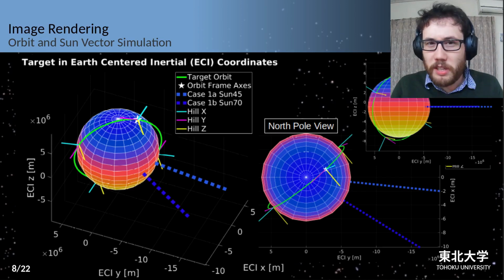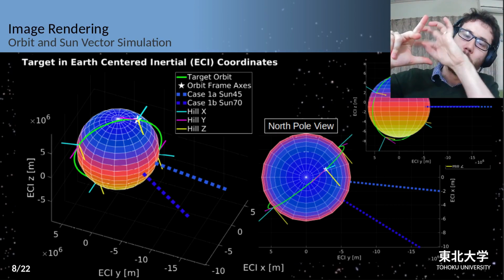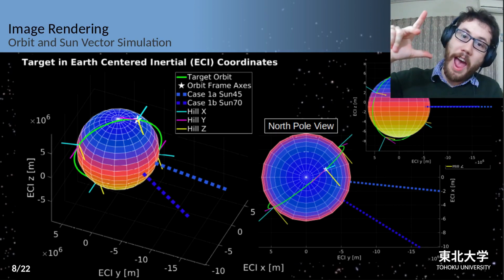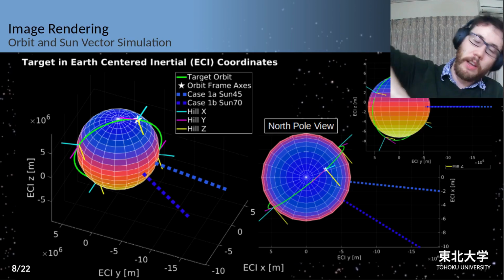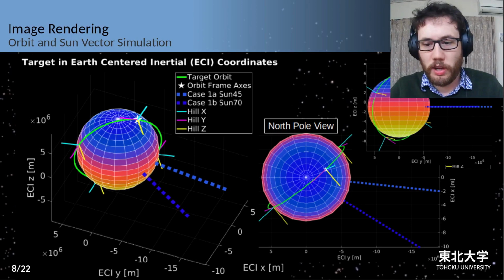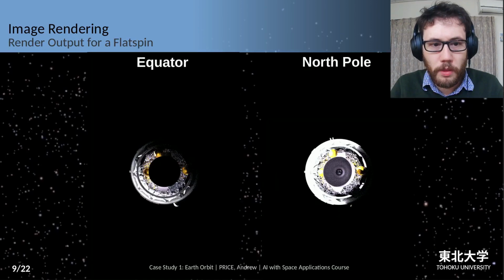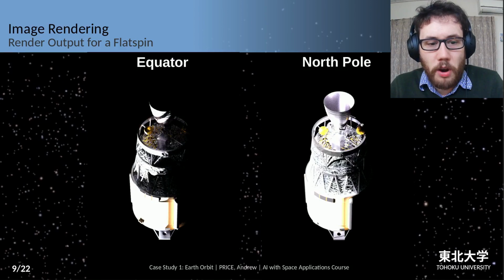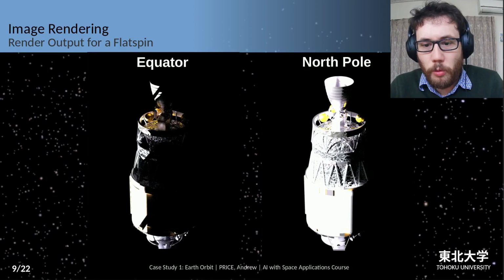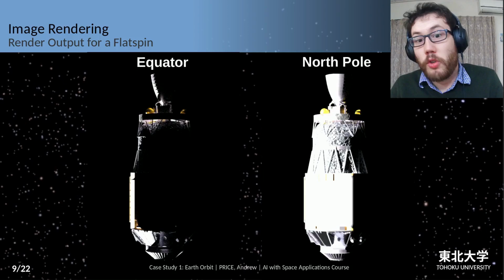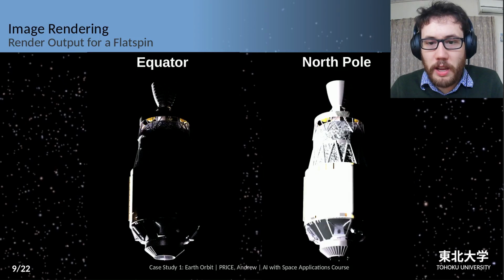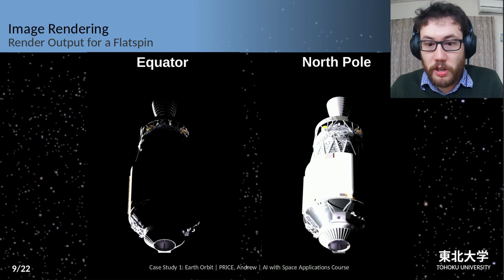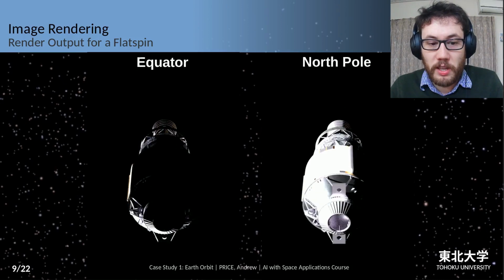So in some sense, we have two degrees of freedom. One, in the Hill frame, the object itself might be rotating or spinning, and as well, the Hill frame is changing its orientation as it orbits around the Earth. So that's good. Now we have that simulated in MATLAB. And here are some images that we've rendered. The images on the left are at the equator, and the images on the right are at the North Pole. So you can see that where we are in our orbit very much influences the types of images that we might get.